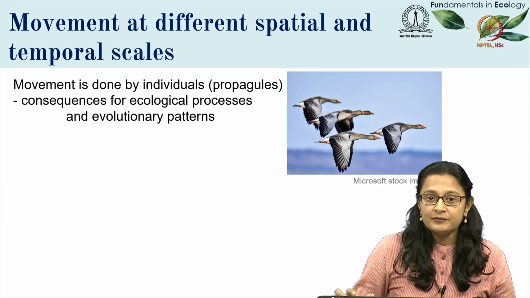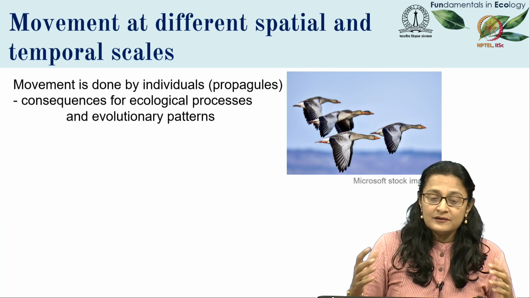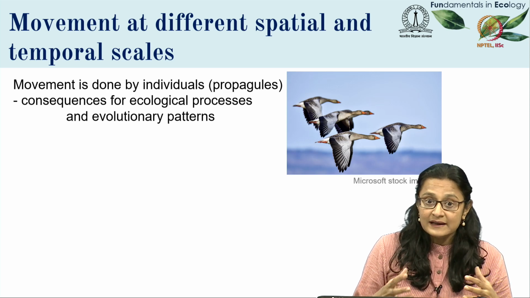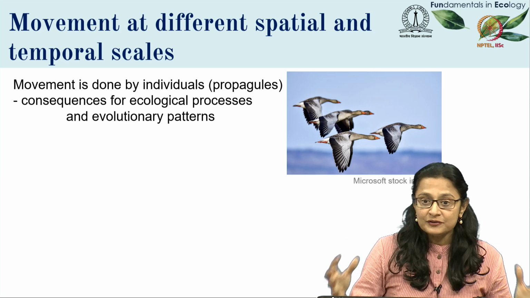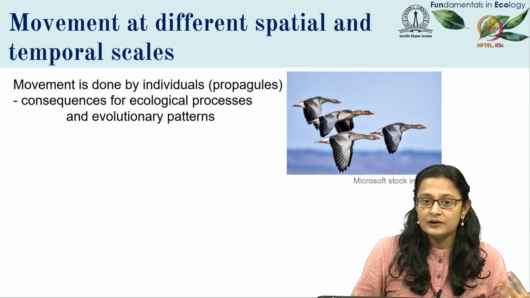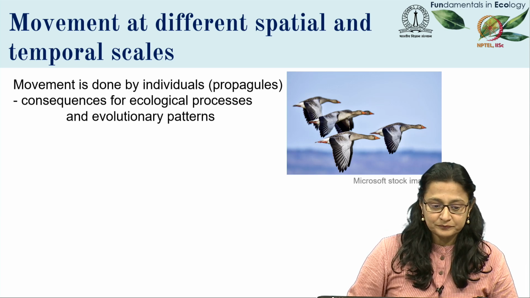Movement can happen at many different spatial and temporal scales. And we have to think about animal movement or plant movement in terms of individuals or propagules that are shifting locations in the environment. And this has consequences for ecological processes as well as evolutionary patterns.